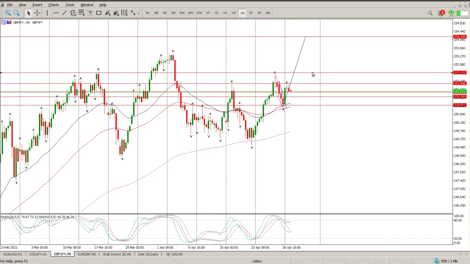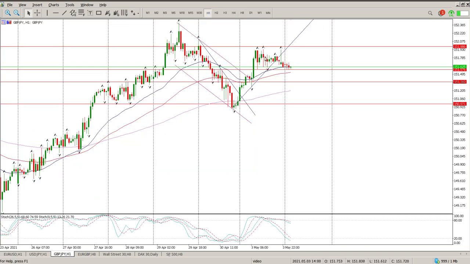I think we have a few targets to the upside. That's the first one, 152.492. Then we have that one at 153.200, and then we have the measured move at 154.184. So that's kind of the view that I have at the moment on that.